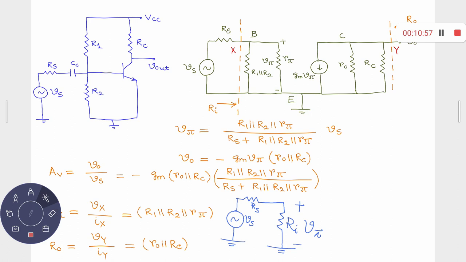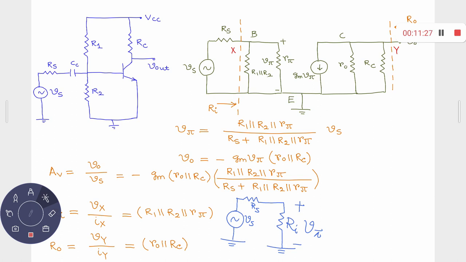So this ratio, R1 parallel R2 parallel R pi upon Rs plus R1 parallel R2 parallel R pi, is typically very large and close to unity. Obviously, it is less than 1 because you have a non-zero Rs over there. It will be less, obviously, but it is very much close to unity. And some loss will take place across Rs because some voltage will be lost across this Rs, which is known as the coupling loss.